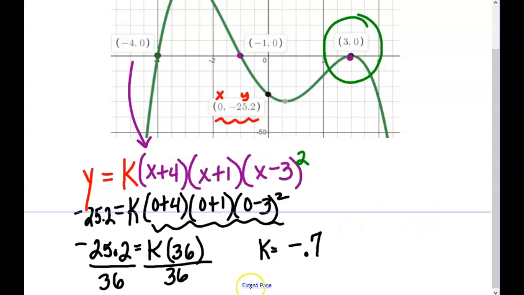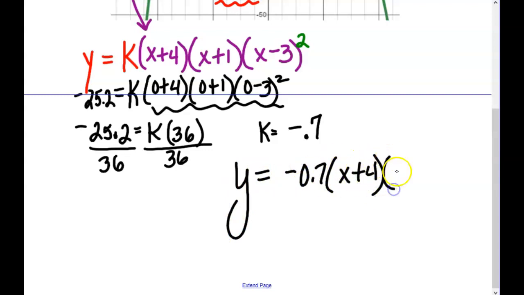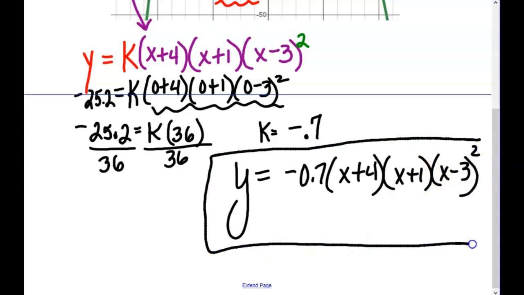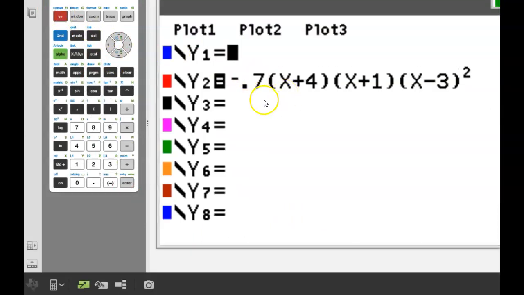Okay. So final answer is the equation of this polynomial is negative 0.7 and x plus 4 somewhere in your list of factors and x plus 1 somewhere and an x minus 3 quantity squared. That seemed pretty easy? Not too bad. We've been doing these for a while with other kinds of polynomials. It is a nice question to plug in your calculator.